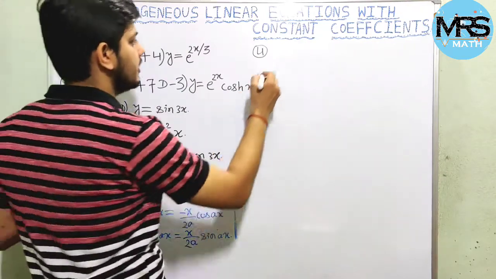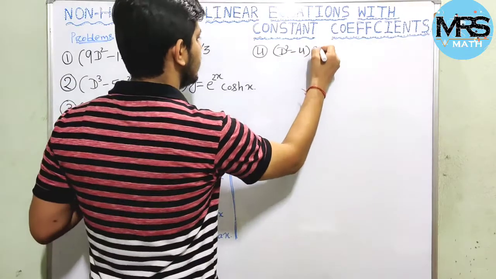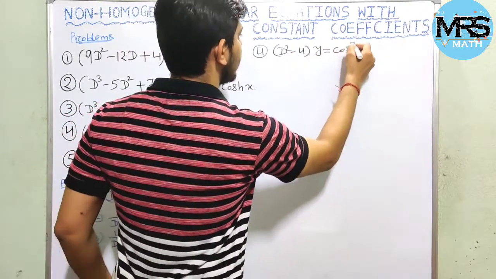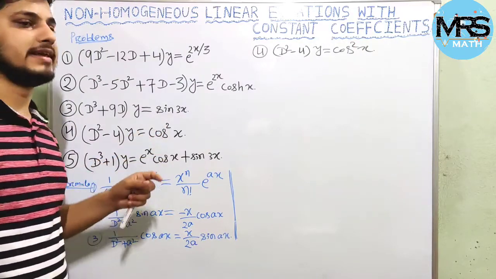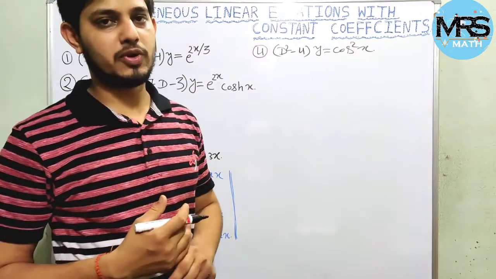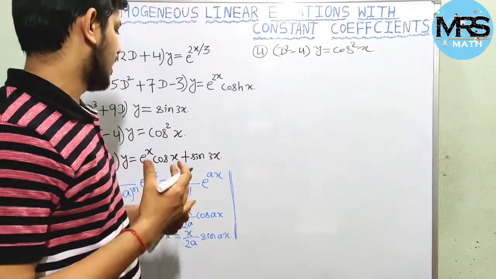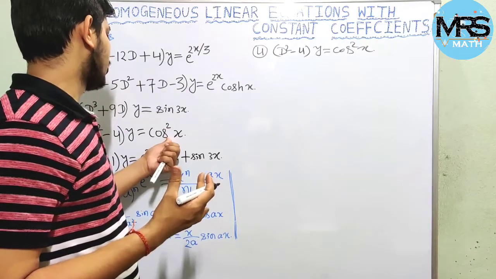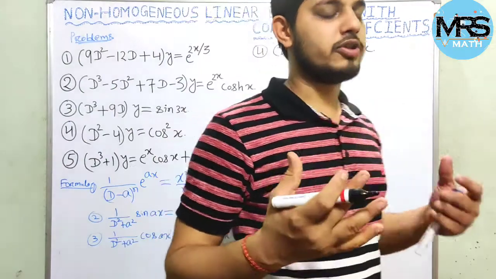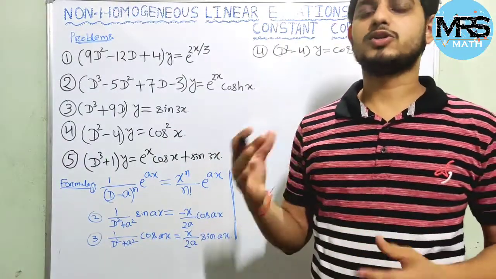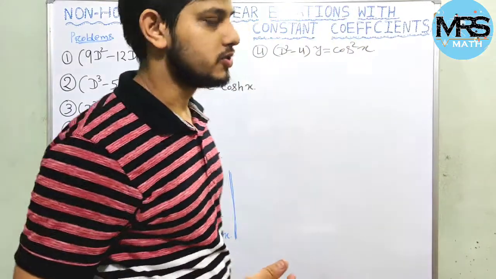That is D square minus 4 into y equal to cos square x. So what is the problem here? On the right-hand side, cos square x is there. We know the cos ax formula, but this is cos square x. So we have to apply the formula cos square x is 1 plus cos 2x by 2. Then after that we can solve it easily. Okay, so let us solve.